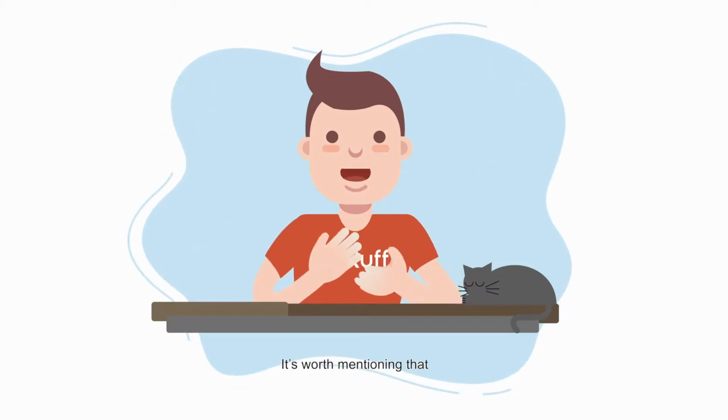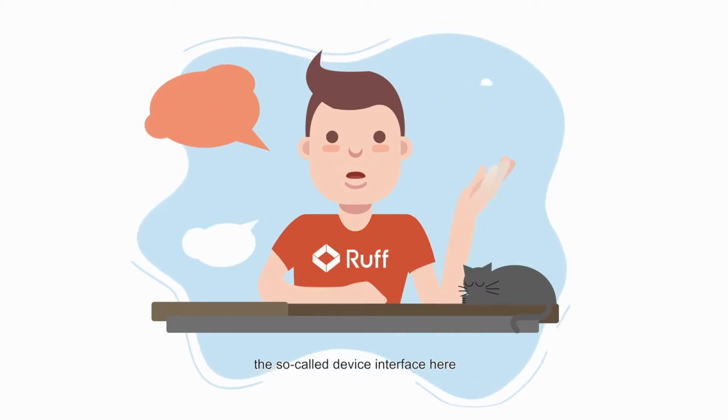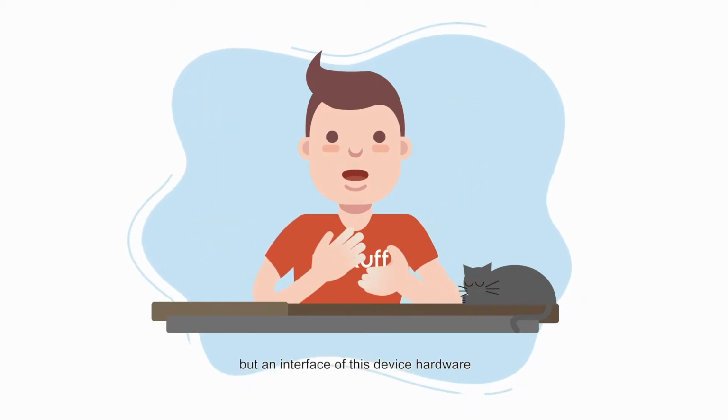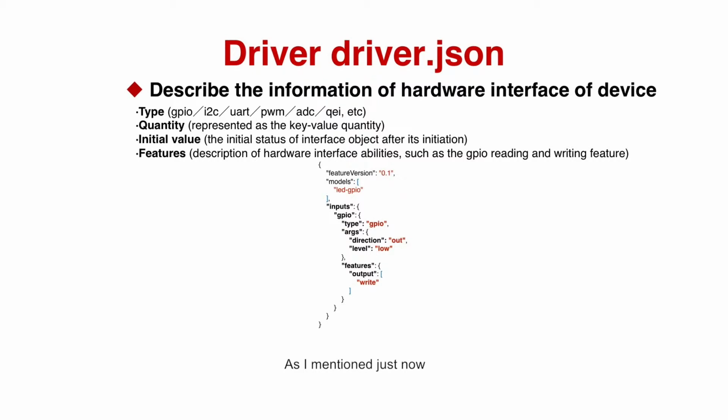It's worth mentioning that the so-called device interface here is not an API at the software level, but an interface of this device hardware. As I mentioned just now, after we execute this command through rap driver, it generates some default files for us. Next, I'll choose 2 to elaborate. Since we mainly deal with 2 files when we write drivers, the 2 are driver.json and src/index.js. Let's first look at this file of driver.json for drivers.